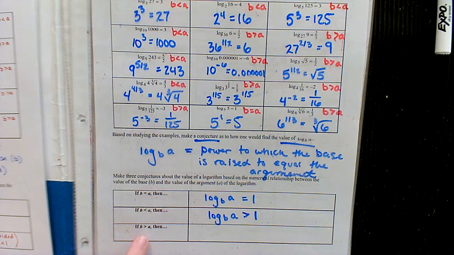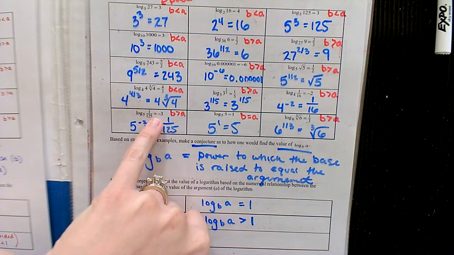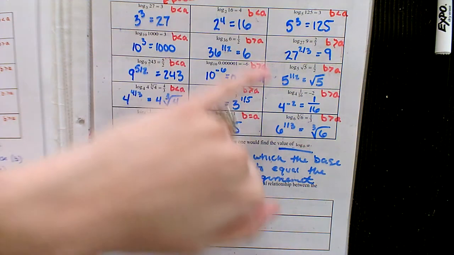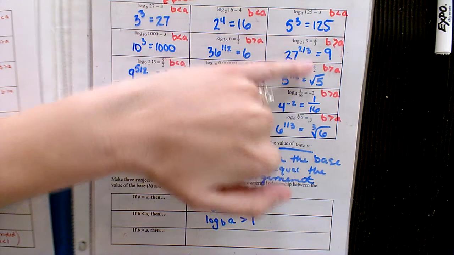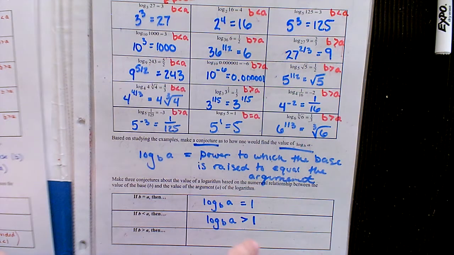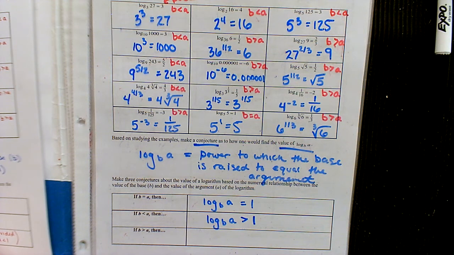Alright, and then take a look at the other ones. If your base was bigger than the argument, we have -3, -6. Let's see, here we have 2 thirds, 1/2, -2, 1/2. So we might have like different things going on here. Sometimes we get a negative value, sometimes we don't.